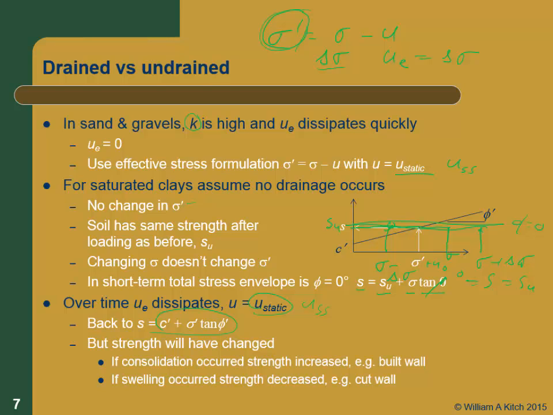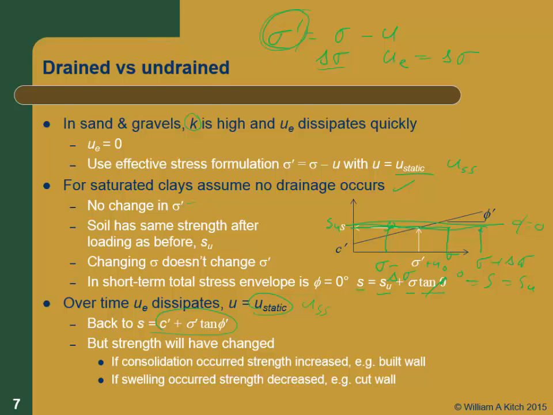There's actually two parts of this that are really critical. One is, this phi equals zero condition is really an assumption. What it means is, in the field, when we load or unload the soil or change the shear stress in the soil, there's going to be excess pore pressures generated. We don't know what those are.